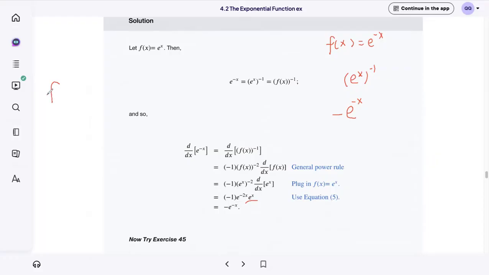So for us, we could just remember the derivative of e to the x. I don't really need to write it down as a function. Just remember e to the x derivative is itself. E to the negative x derivative is a negative of itself. Right?